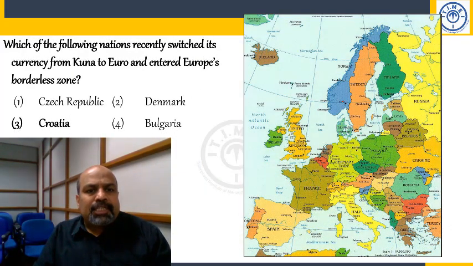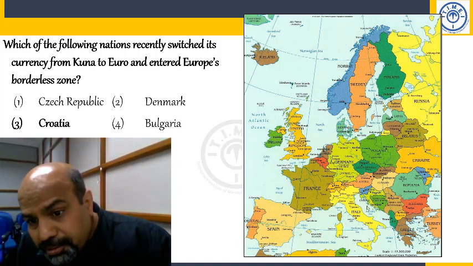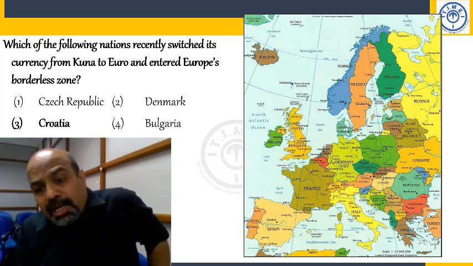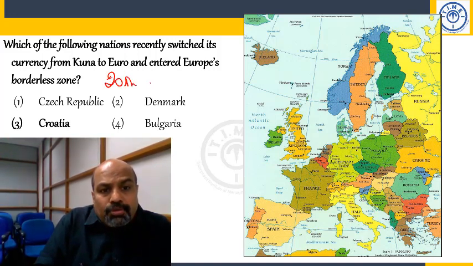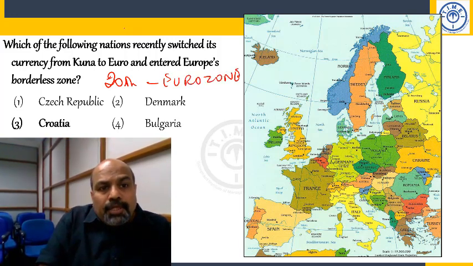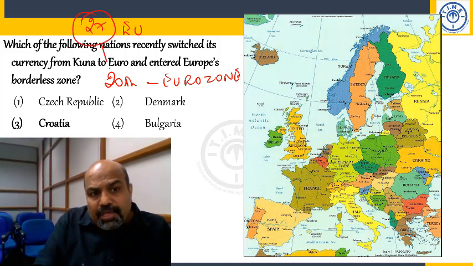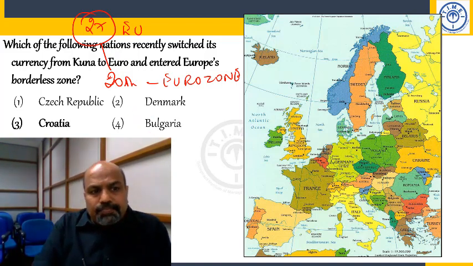Which of the following countries has switched its currency from kuna to euro and entered Europe's borderless zone? Croatia. This is Croatia, you see here in yellow. Croatia has become the 20th member of the Eurozone. The European Union has 27 members. Of these, 20 have the common currency euro.